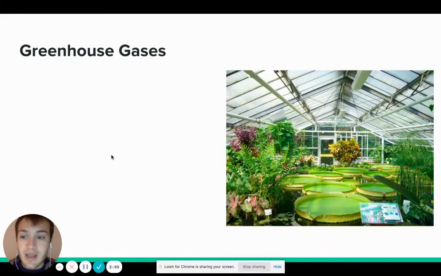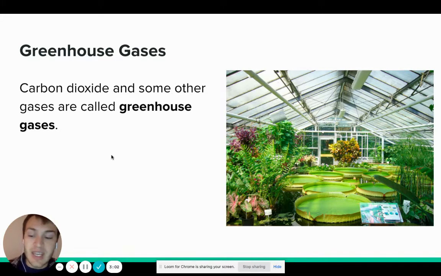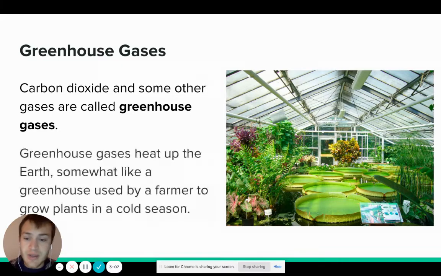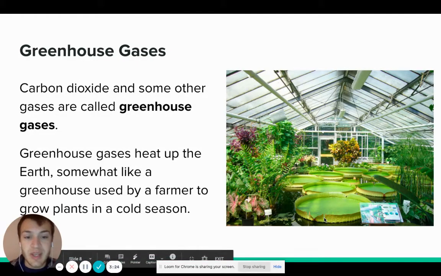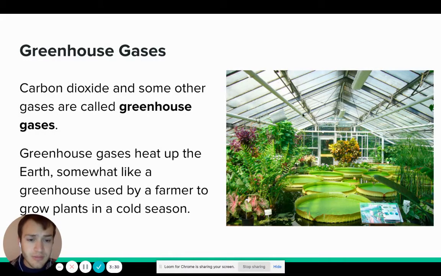All right. So carbon dioxide and a few other gases are all called greenhouse gases. Greenhouse gases are called greenhouse gases because they heat up the Earth, a lot like a greenhouse used by a farmer to grow plants in a cold season. I don't know if you've ever been to a greenhouse, but a greenhouse is a really warm, sunny place. The walls and the ceilings are all made of glass. And what happens in a greenhouse is light can go through the glass ceilings and the glass walls into the greenhouse.